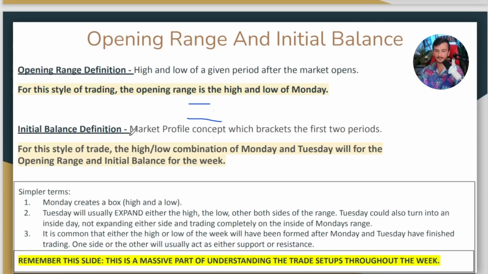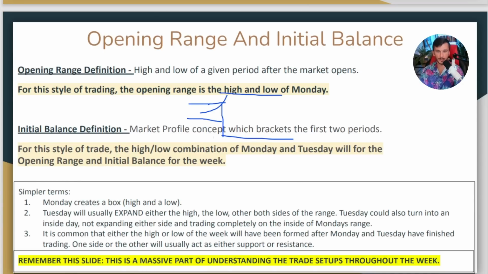Initial balance. Initial balance is a market profile concept which brackets the first 2 periods. So if Tuesday were to make a higher high, that means that they've extended the high of Monday and gave us an initial balance high. Now, sometimes they'll extend both sides of the range and create a bigger box. So if Monday creates a box, a high and a low, Tuesday will usually expand either the high, the low, or both sides of the range.